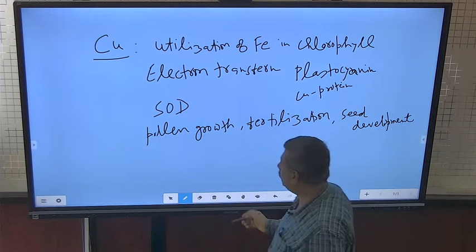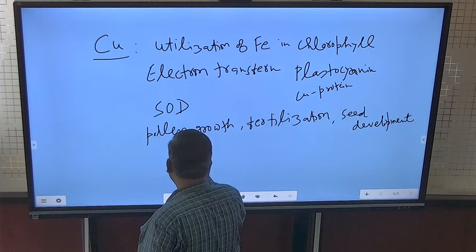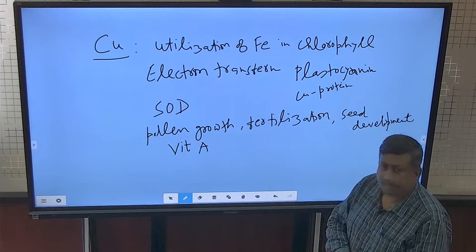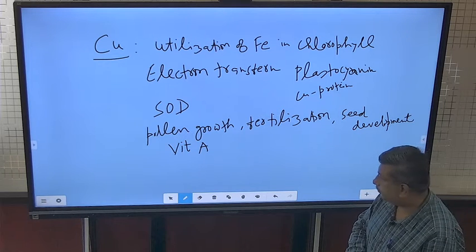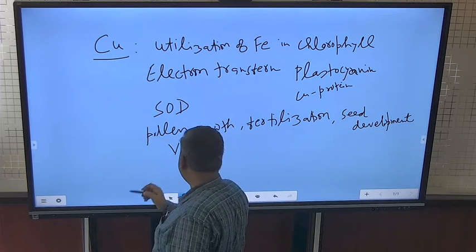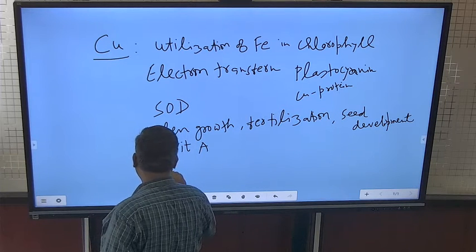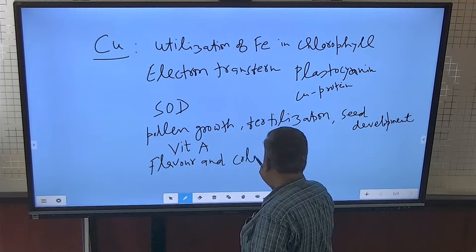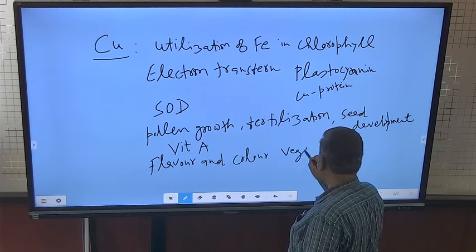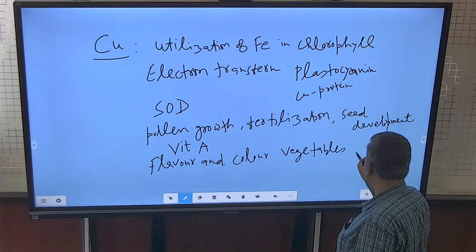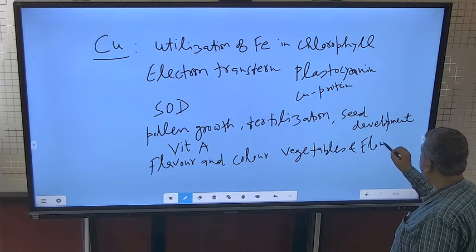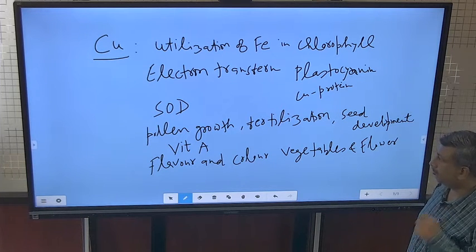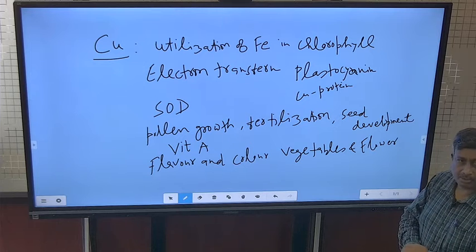Copper is also involved in vitamin A synthesis. So, vitamin A synthesis is promoted under the proper supply of copper. Copper also provides flavor and color in vegetables and flowers. So, copper is responsible for flavor and color in flowers and vegetables. So, these are the important roles of copper.